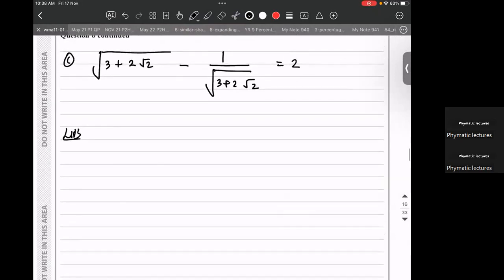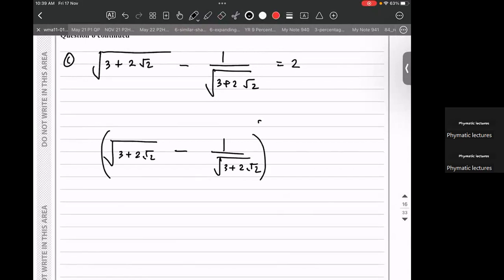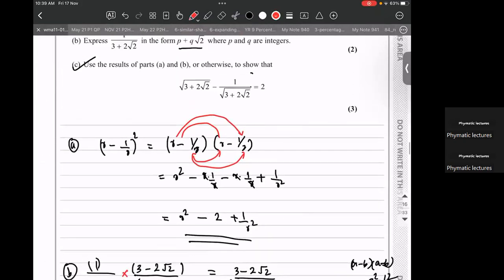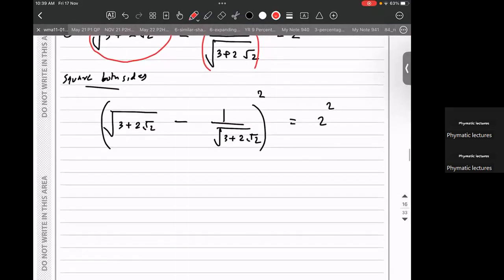So we'll start with our left-hand side. What is our left-hand side? Root of (3 plus 2 root 2) minus 1 by root of (3 plus 2 root 2). Before considering the left-hand side, we will be squaring both sides. I have my own reasons. What is the reason? You see this. This is root of (3 plus 2 root 2). If you consider this as r and this as 1 by r, you can develop the form r minus 1 by r. So why are we squaring both? Because I need (r minus 1 by r) whole square. So that's why I'm squaring this.